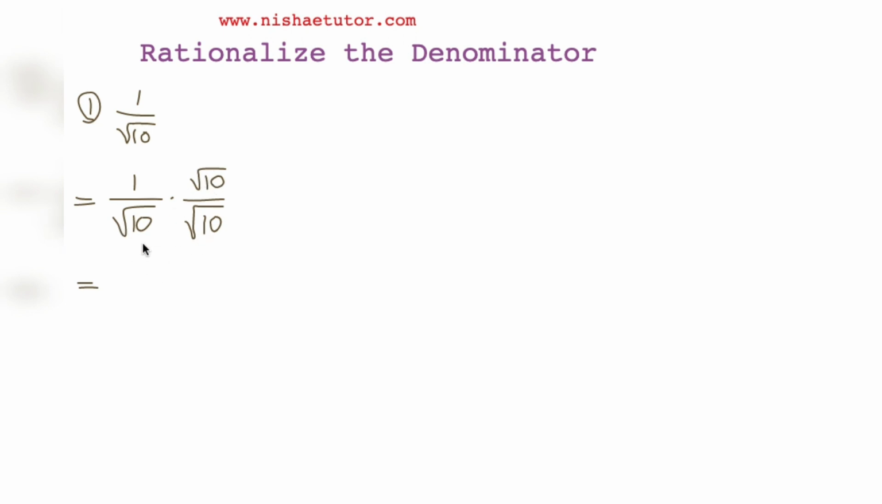So now here, numerator multiply and denominator multiply. So 1 times square root 10 is square root 10, and square root 10 multiplied by square root 10 becomes square root 100, which is 10. Numerator write as it is and square root 100 becomes 10. Okay, this is our first question. Now we take the second question.